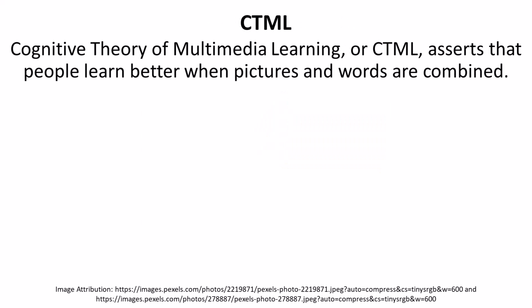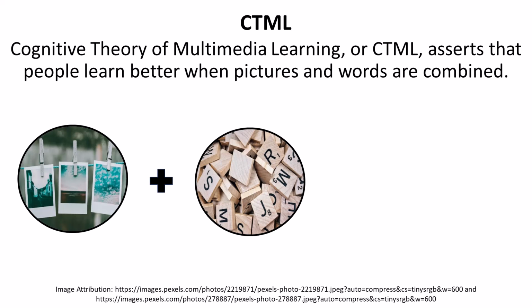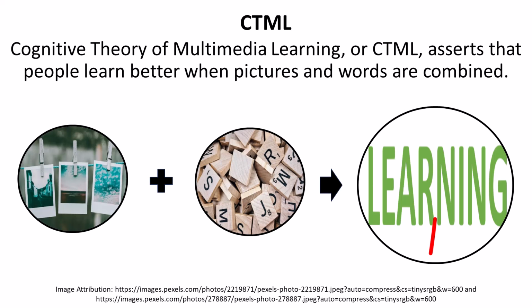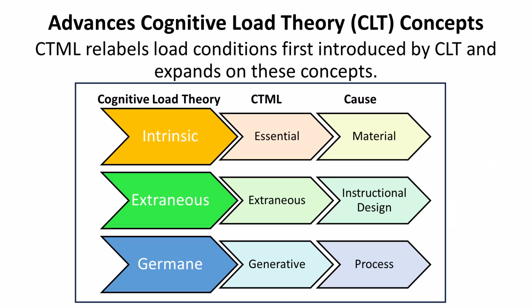The cognitive theory of multimedia learning, or CTML, asserts that when pictures and words are combined in meaningful ways, learning is increased. CTML relabels the load conditions first introduced by cognitive load theory and expands on these concepts. Cognitive load theory introduced intrinsic, extraneous, and germane cognitive load. CTML rebranded these concepts to be essential, extraneous, and generative processing.